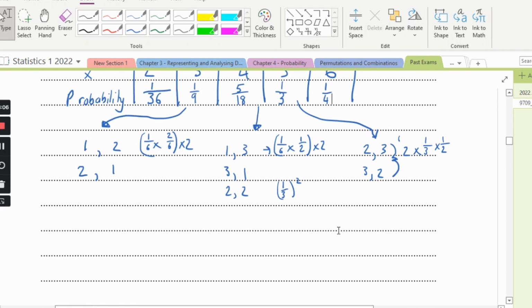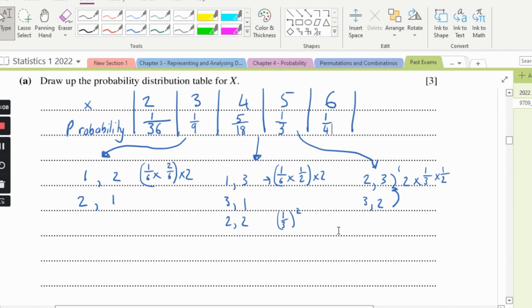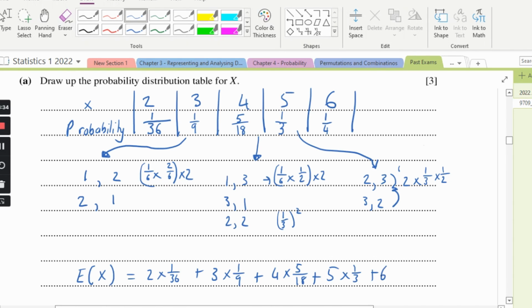Now, we've got to find E(X) and Var(X) in the next question. So let's just work on E(X) first. I'm going to do it here so I can keep it on the same screen. So it should be 2 lots of 1/36 plus 3 lots of 1/9 plus 4 lots of 5/18 plus 5 lots of 1/3 plus 6 lots of 1/4.